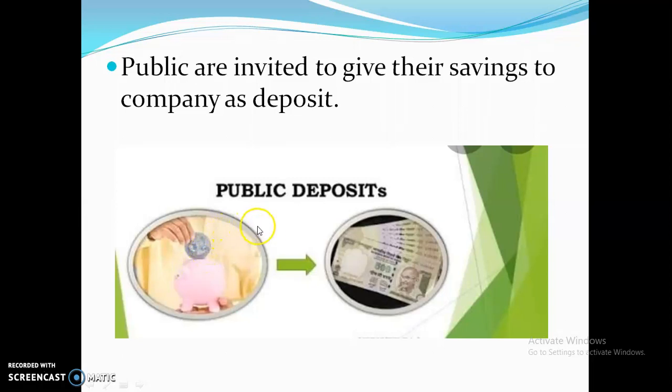We can go and give it to the bank and keep it as an FD. In the same way, you can do it with companies also. You can give this saving to the company. When you give your savings to the company, it is called public deposit. So public are invited to give their savings to the company as deposit. I hope you have followed this much. We move further.